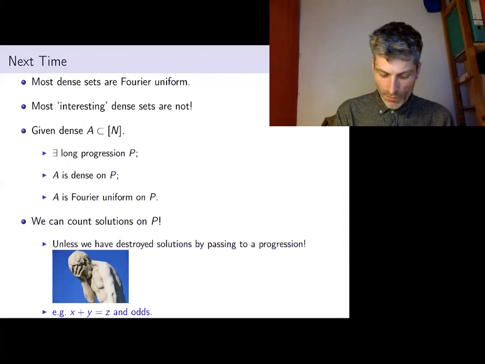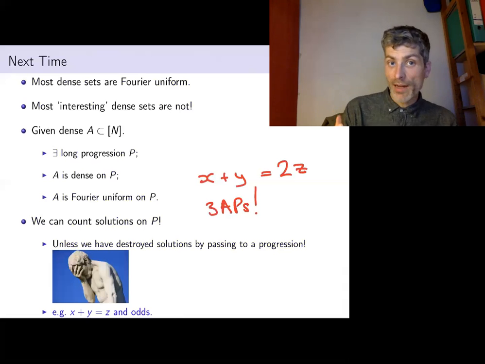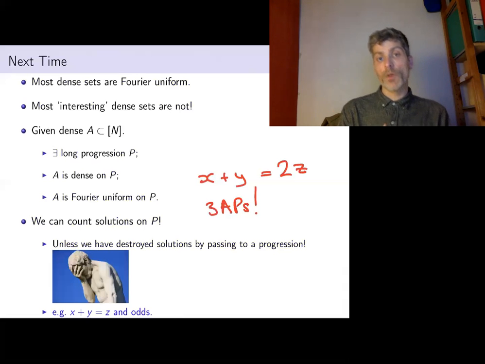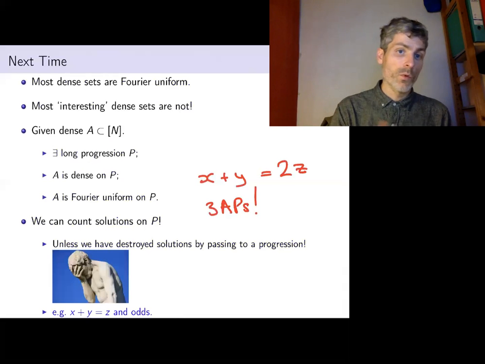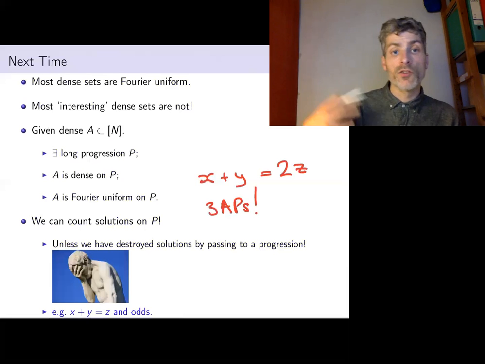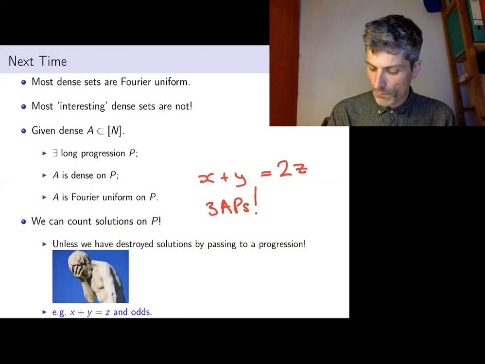But for that equation, x plus y equals z, that's bad news. But there are equations where you don't destroy solutions by passing to a subprogression, e.g. the equation of 3-term arithmetic progressions. And indeed, for any equation which is called translation invariant, i.e. all the coefficients sum to 0, you can always pass to a subprogression and solve your equation there. So for these translation invariant equations, you can always obtain the naive heuristic on some subprogression. Great. So that's what we'll do next time.